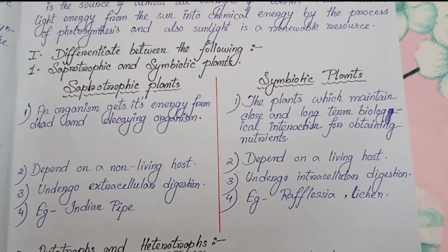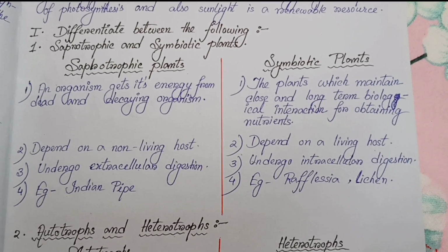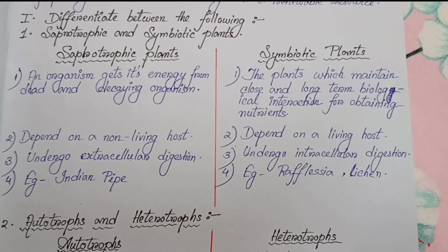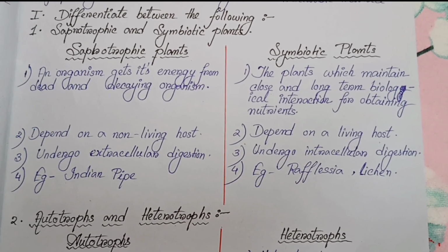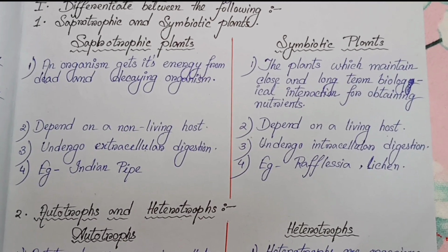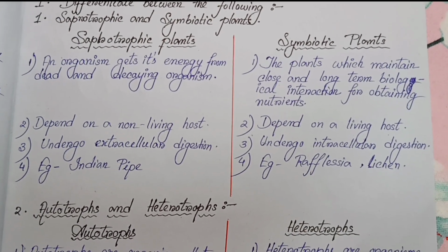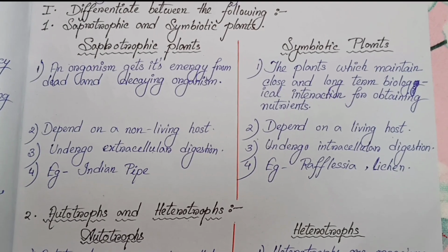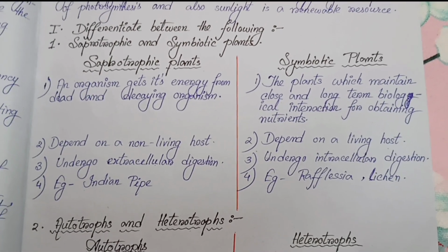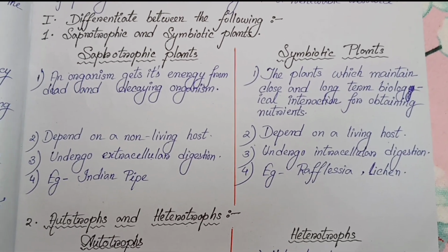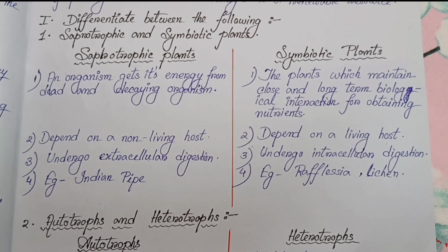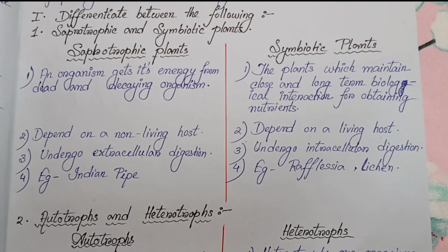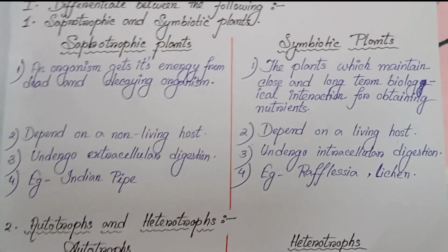Now some differentiate. Number 1, saprotrophic and symbiotic plants. Number 1, under saprotrophic, an organism gets its energy from dead and decaying organisms, and there, number 1, the plants which maintain close and long-term biological interaction for obtaining nutrients. Number 2, depend on a non-living host. Number 2, there depends on a living host. Number 3, undergo extracellular digestion. Number 3, there undergo intracellular digestion. Number 4, here example Indian pipe, and number 4, there Rafflesia, lichen.